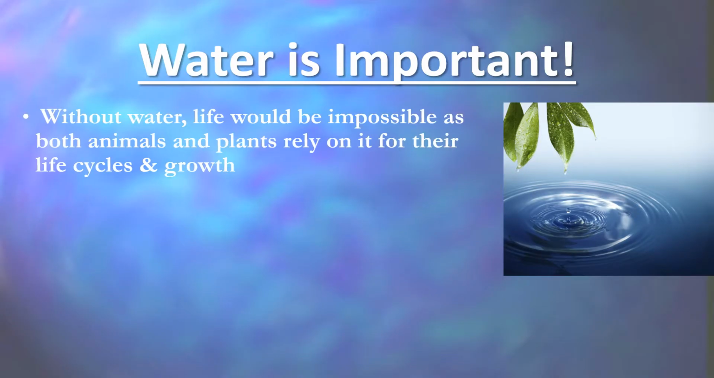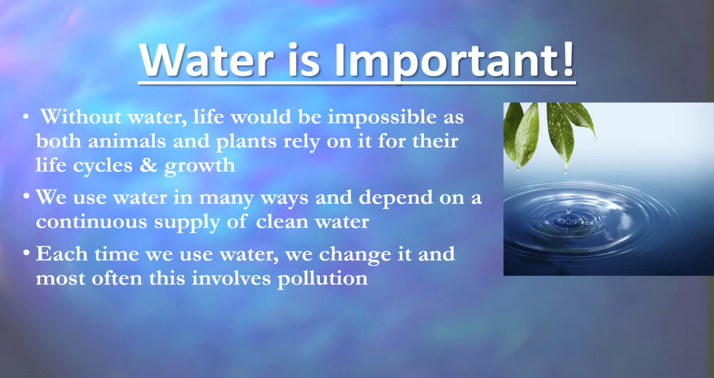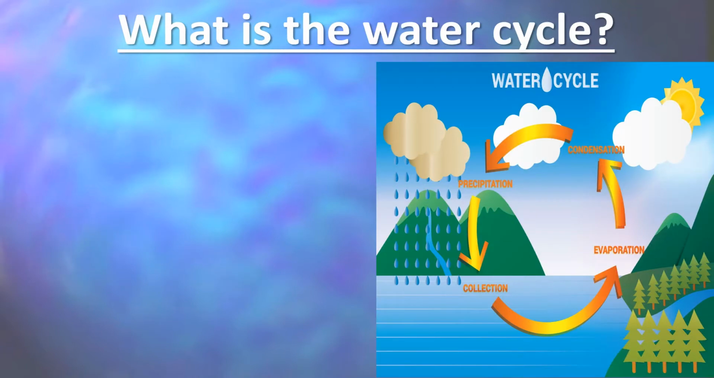We all know that water is important. Without water, life would be impossible, as both animals and plants rely on it for their life cycles and their growth. We use water in many ways and depend on a continuous supply of clean water. Each time we use water, we change it, and this most often. What is the water cycle?